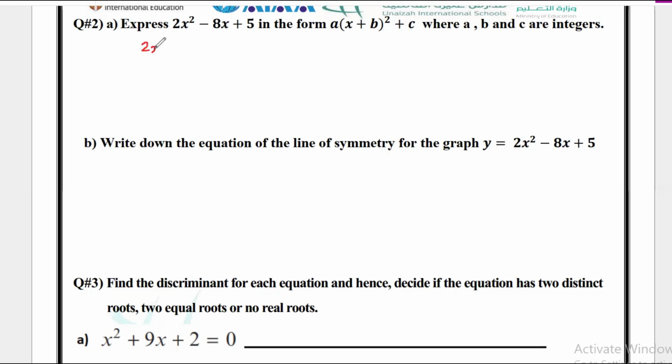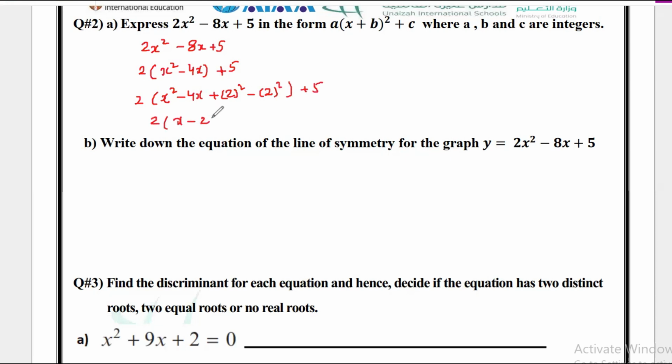So if we have 2x squared minus 8x plus 5, I can say that we will take 2 common. So x squared minus 4x plus 5, and I will try to complete or make a perfect square here. By taking the half value of 4, which is 2, I will add the square of 2 as well as subtract the square of 2, plus 5. So this gives me (x minus 2) whole square. 2 2s are 4, 4 multiplied by 2 is 8, so minus 8 plus 5, which gives me 2(x minus 2) whole square minus 3.